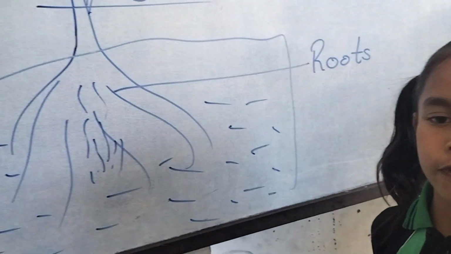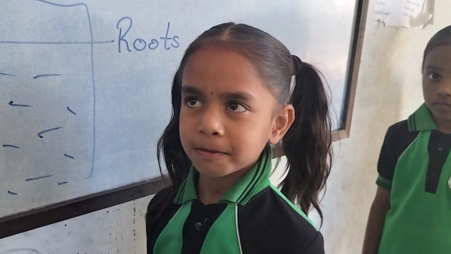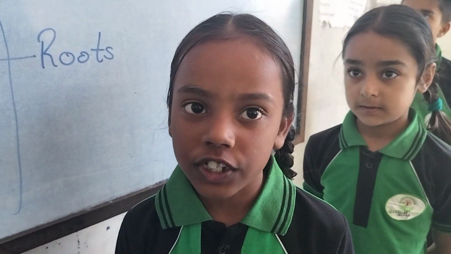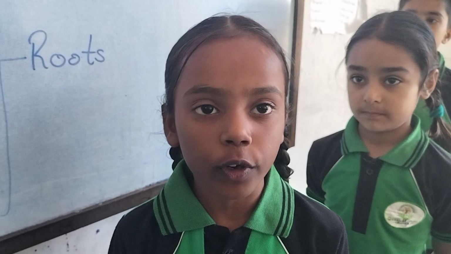This is a fruit. Fruits are the fleshy part of the plant. Very good. This is a branch. Branches are attached to the stem and bear leaves, flowers, fruits and buds.